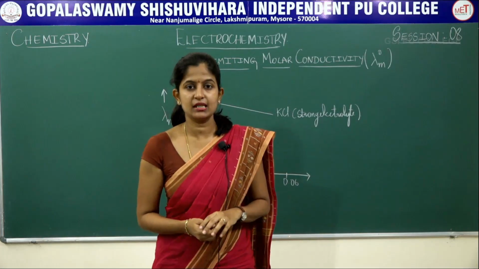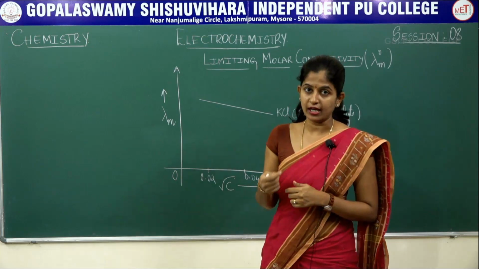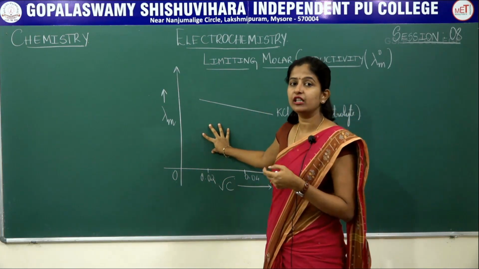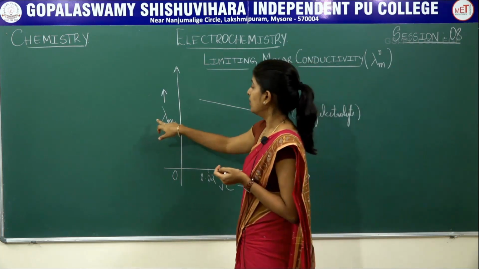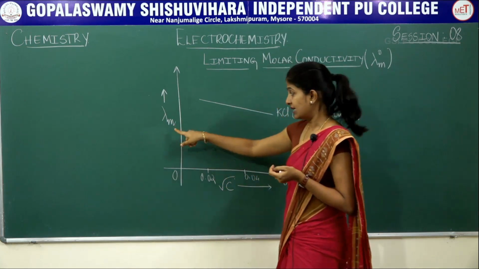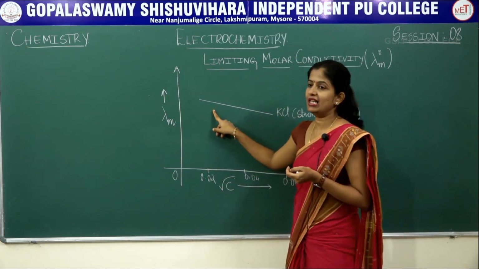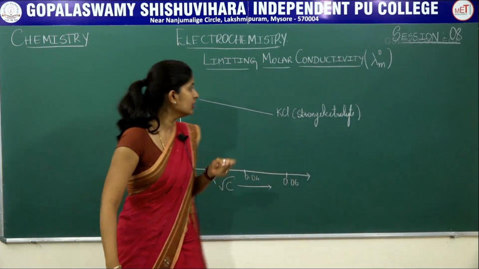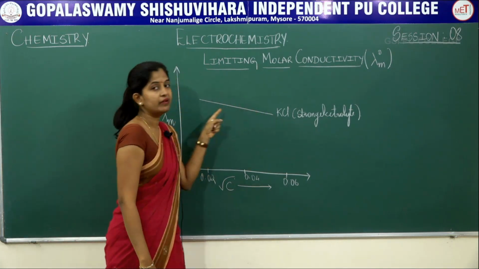In this session, we will be discussing limiting molar conductivity. What do you mean by limiting molar conductivity? The graph which you are seeing here, you have observed even in the previous session, the same graph of molar conductance versus root C. The same electrolyte I have taken, a strong electrolyte, that is KCl. It's a strong electrolyte.